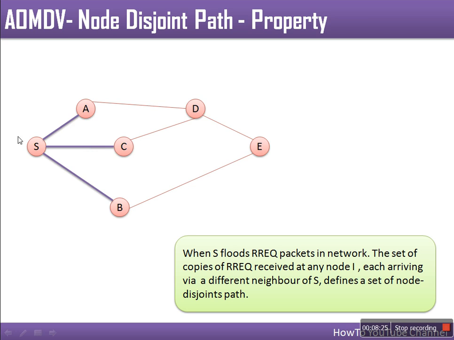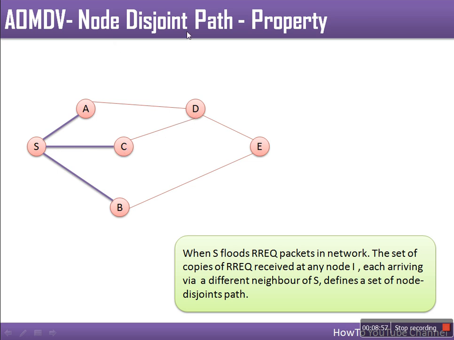How is that? Let's see. In this scenario, S will broadcast a packet received by A, C and B, and these three nodes again rebroadcast it. When A broadcasts its route request packet, it will be received by D, and when C does that, it is also received by D. So D is receiving one route request packet from here to here, and one packet from here to here.